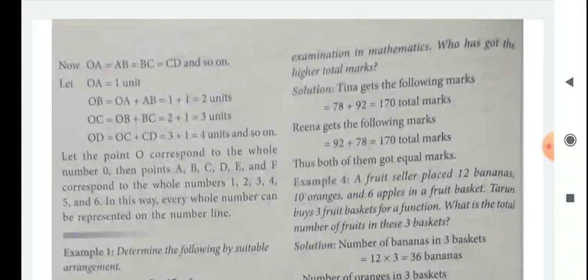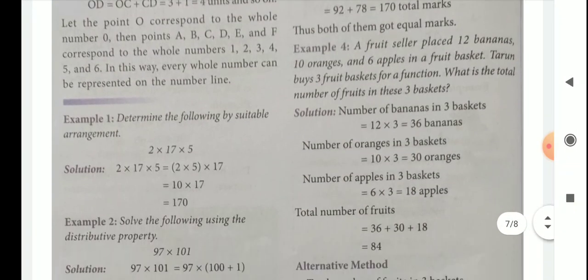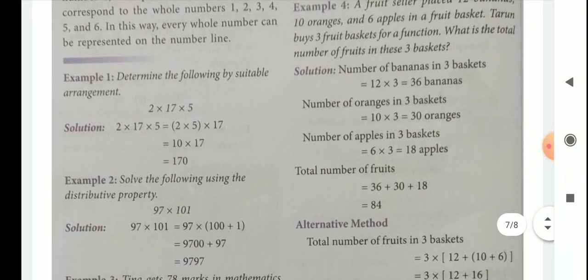So first we add how much Tina gets total marks, then Reena gets total marks. Then we compare, what we get? Same numbers. Thus both of them got equal marks. Like this, children, you see example for yourself.